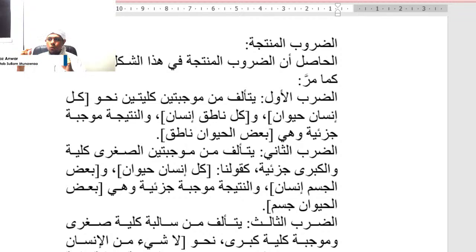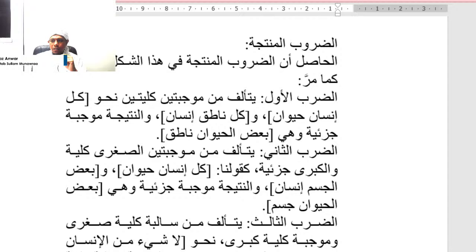The first premise says kullu insan hayawan, the minor premise, meaning all humans are beings. The major premise says wa kullu natiqin insan, and all intellectual beings are humans. Then the natija is ba'dul hayawan natiq, meaning some beings are intellectual beings. So this is an example of what? Mujiba kulliya. The first premise is mujiba kulliya, the second premise is also mujiba kulliya. So this is the first type of the 4th shakl that is muntij.